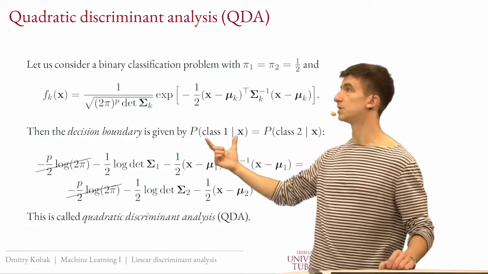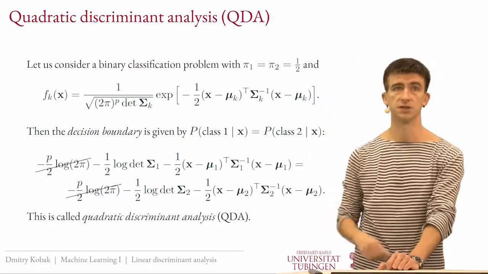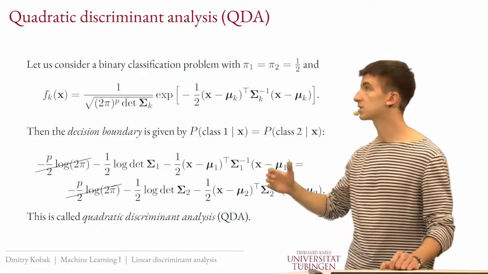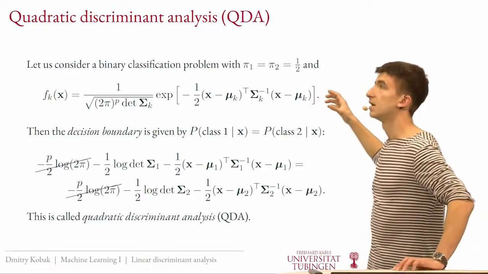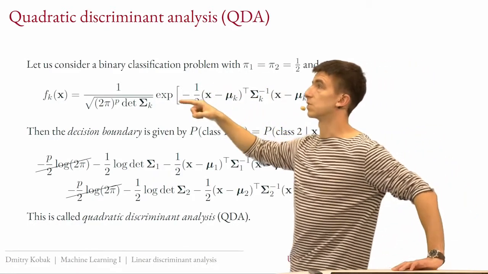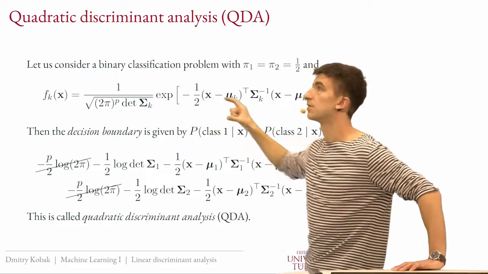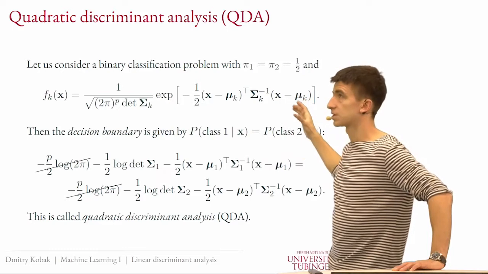It's whenever the probability of class 1 equals the probability of class 2, that point lies on the decision boundary, right? And let's just work it out in this case. So here is our density. Since the priors are the same, we just need to equate this expression for class 1 with the same expression for class 2.